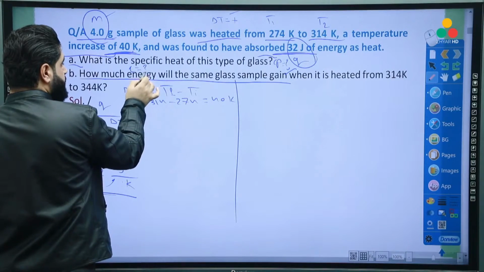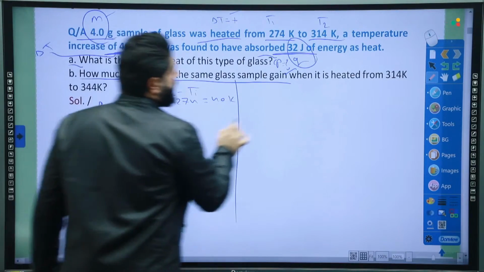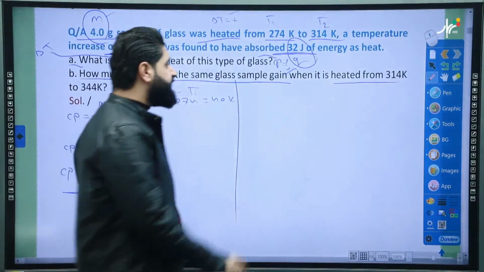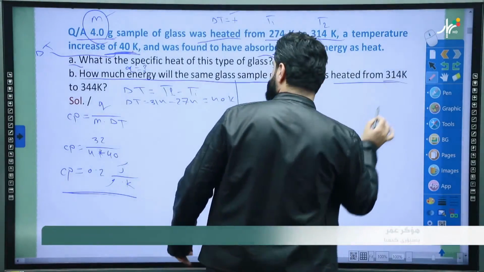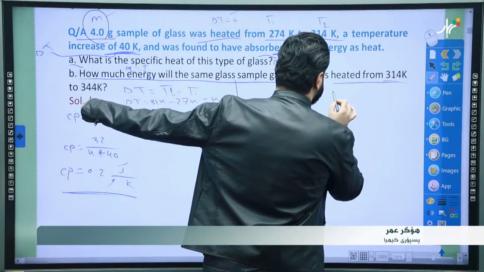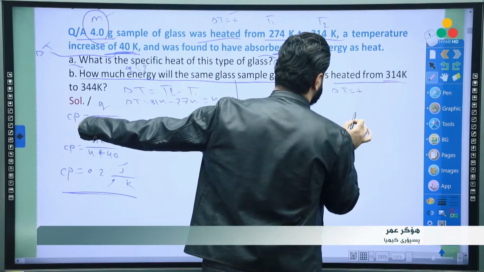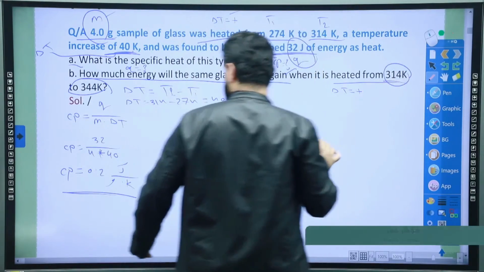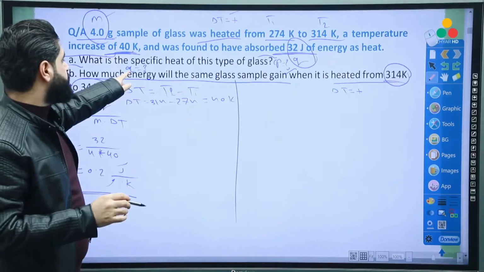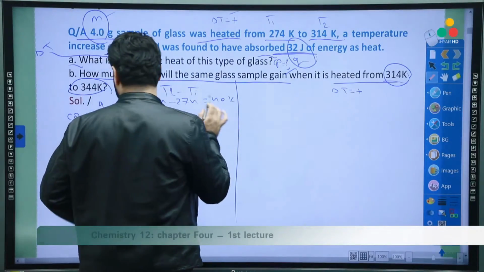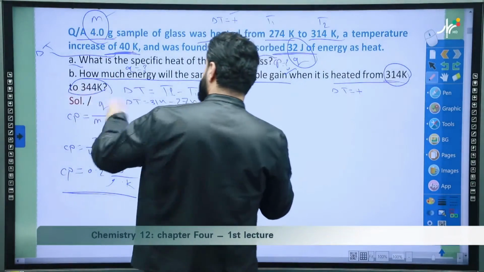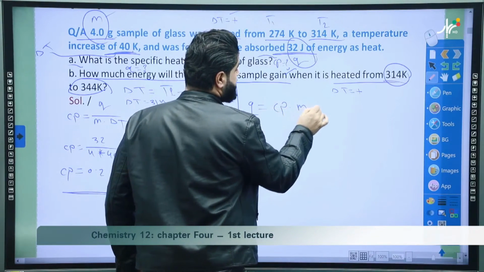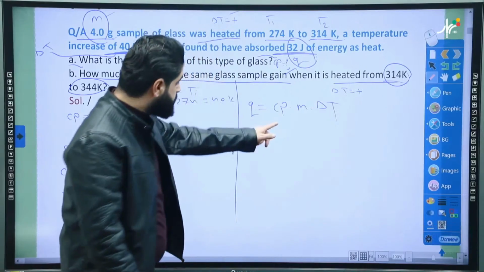Q, the energy. When it's heated, mister, T1 must be smaller than T2. So delta T is positive. Yeah, delta T is positive. So let's get the value of delta T here, and we need to get the value of Q. Mister, we know that Q equals CP times M times delta T. But we don't have CP.